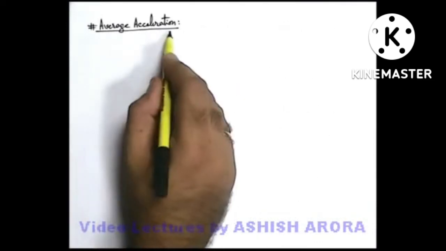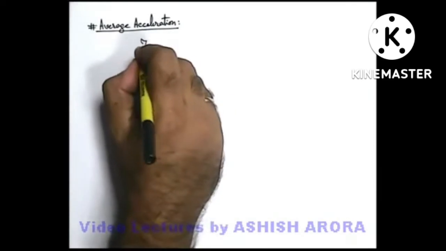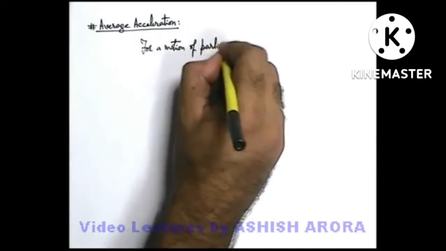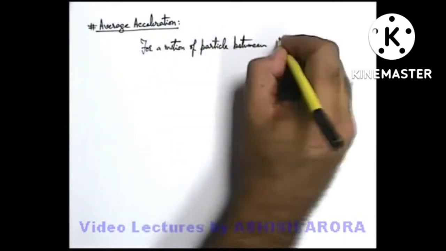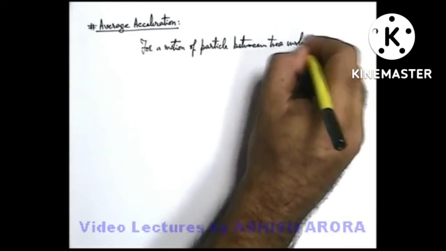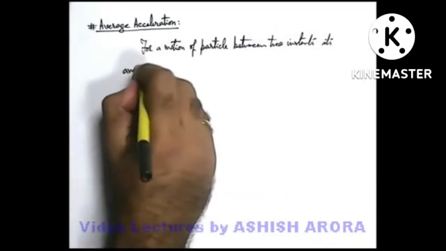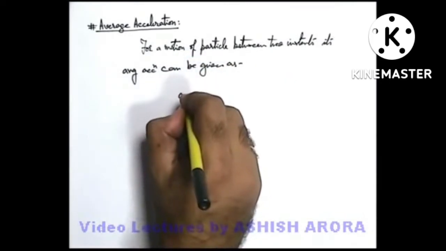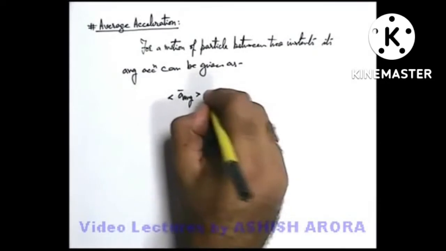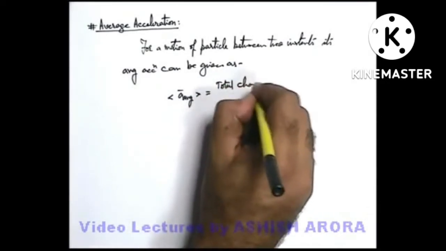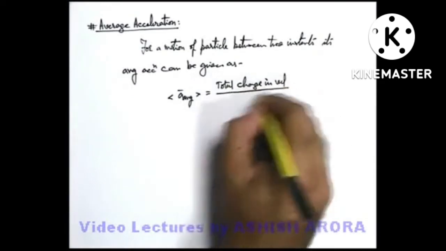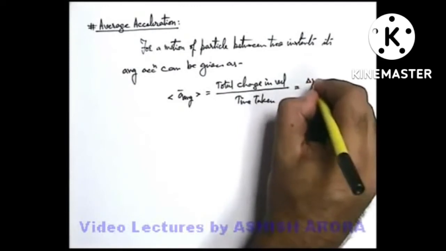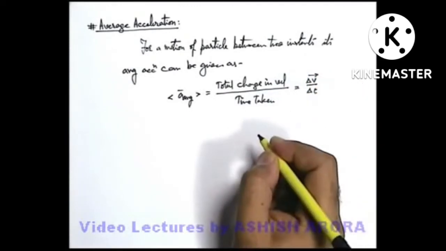Now we are going to discuss average acceleration. We can simply state, for the motion of a particle between two instants, its average acceleration is defined as the total change in velocity divided by time taken. If velocity is changed by delta v, we can simply write it as delta v vector by delta t. This is the average acceleration.